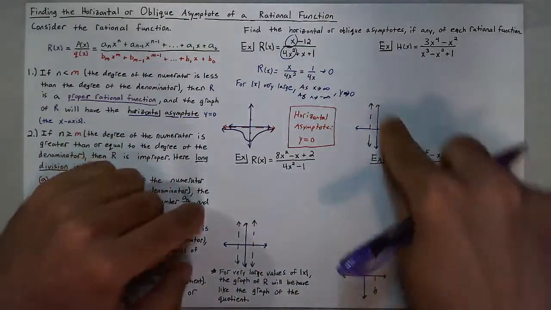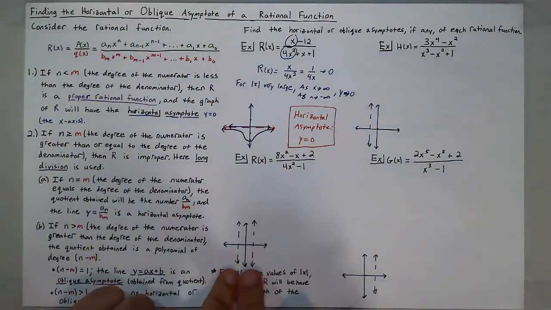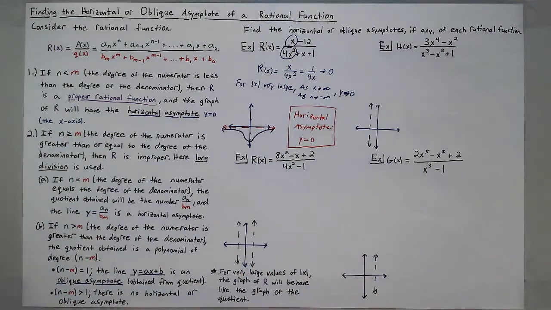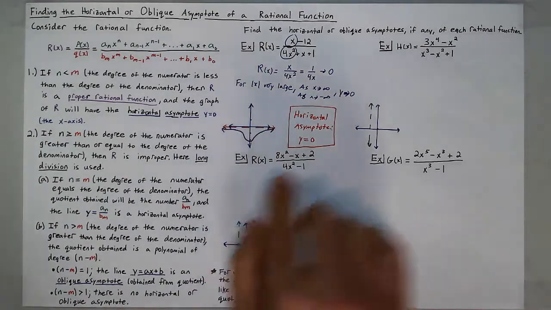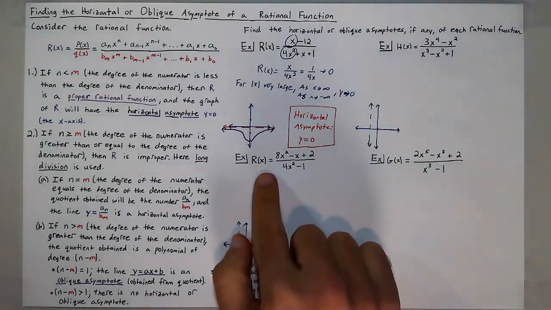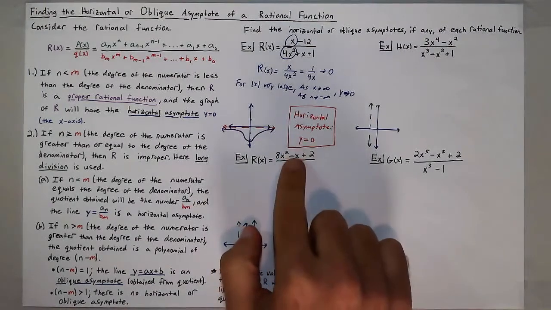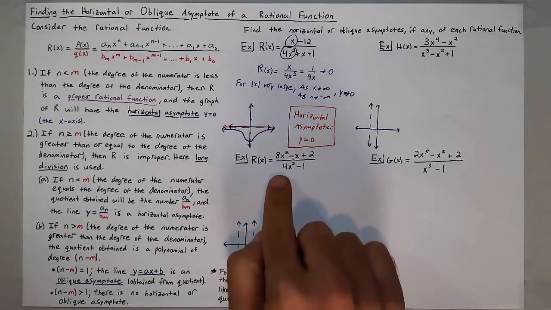You'll notice here for the rest of these examples, I drew in roughly where the vertical asymptotes would be, so we can really focus in on what the horizontal asymptote does to the graph. So for the next example we're going to look at r of x is equal to 8x squared minus x plus 2 over 4x squared minus 1.